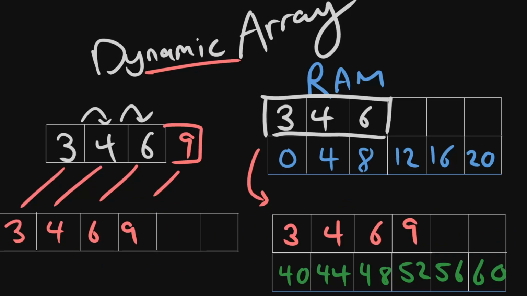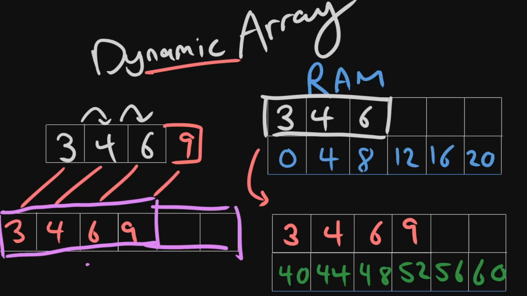Now you might be thinking, why didn't I just create an array of size 4 to add this one extra 9 in here? Why did I have to double it and create a size 6 array? And this is basically something to do with math. It's called the power of 2.